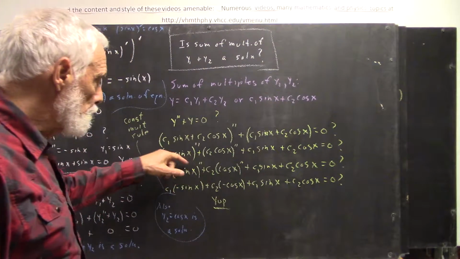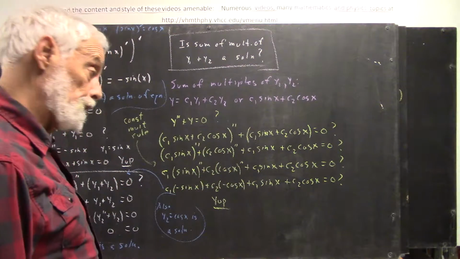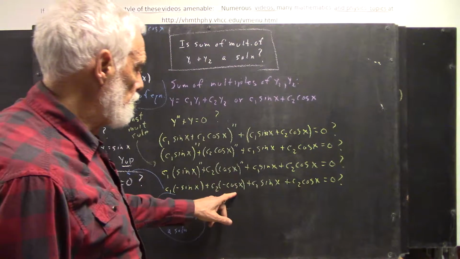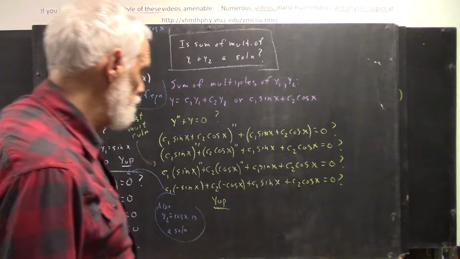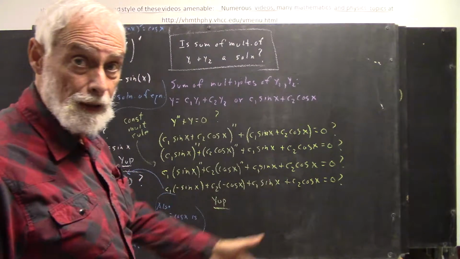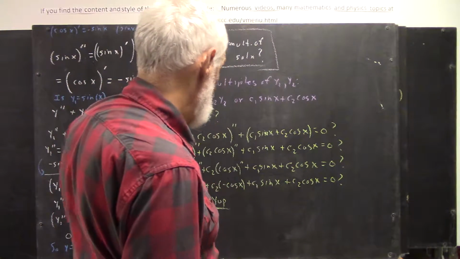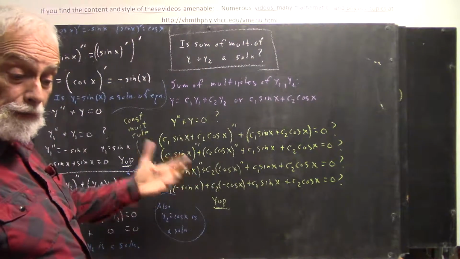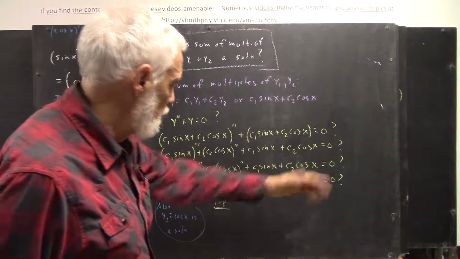Well, the second derivative of sine x is negative sine x. The second derivative of cosine x is negative cosine x. So now we have c1 times negative sine x plus c2 times negative cosine x plus c1 times sine x plus c2 times cosine x. We see that c1 times negative sine x and c1 times sine x are equal and opposite, so they add up to 0. c2 times negative cosine x and c2 times cosine x again have opposite signs. They add up to 0, so everything adds up to 0.